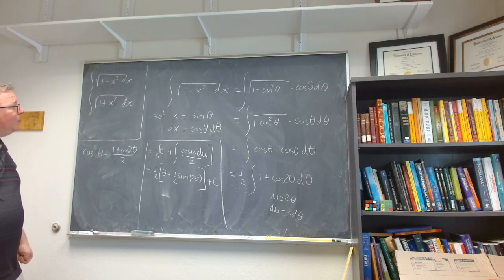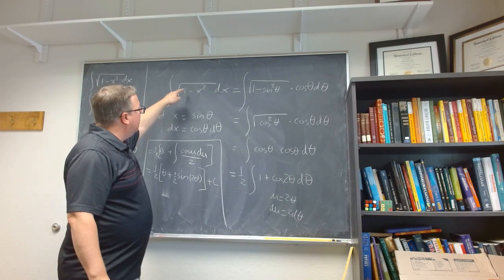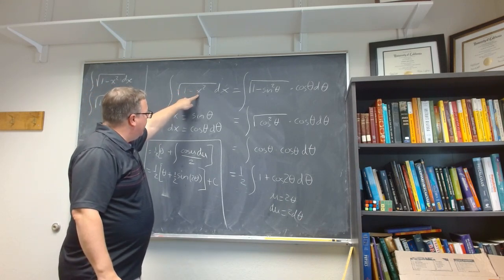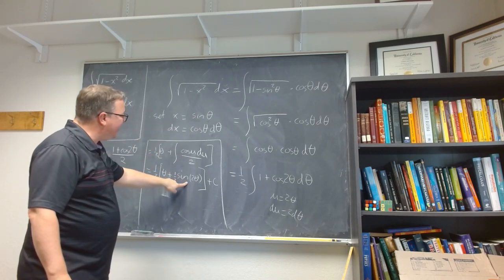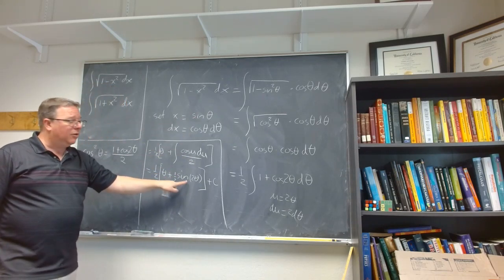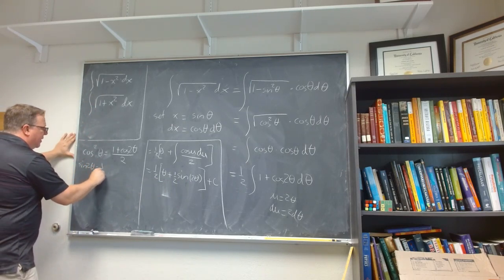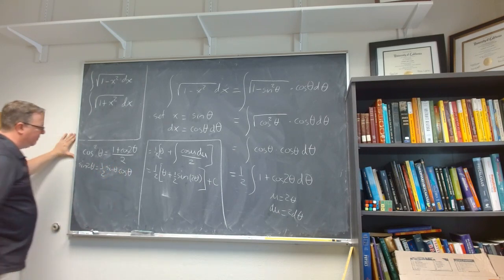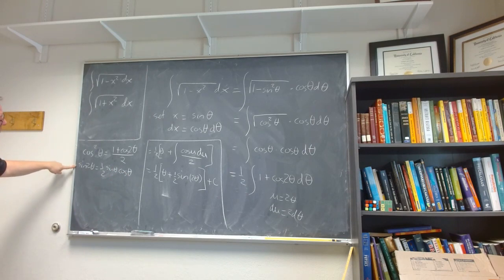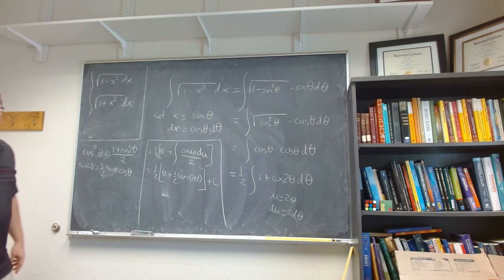But we don't want an integral with thetas. We want an integral with x's. And we don't have a sine of theta left. We have a sine of 2 theta. So we're going to have to use another trig identity, which says the sine of 2 theta is 2 times the sine of theta cosine of theta. So one more thing that we're going to have to go through.